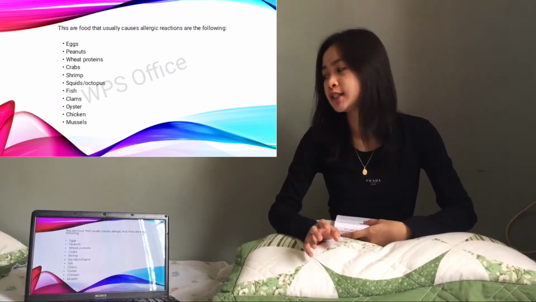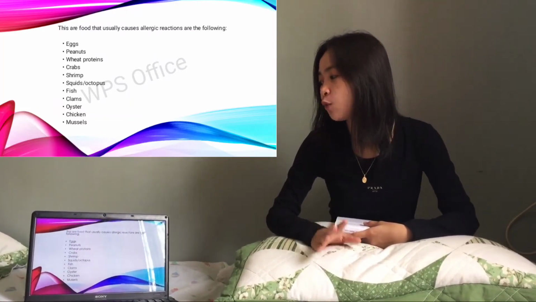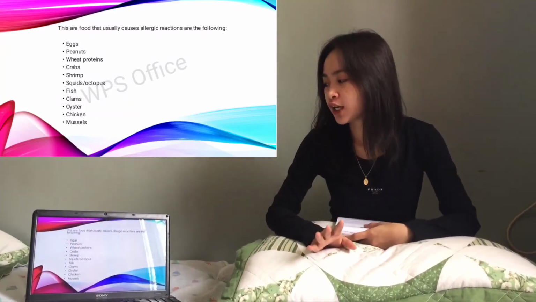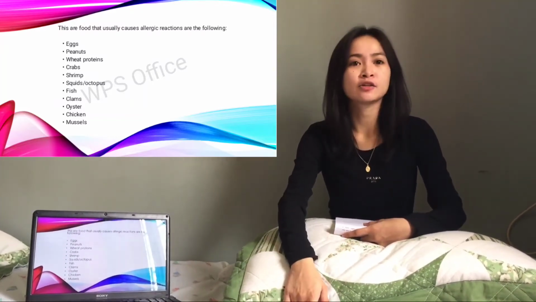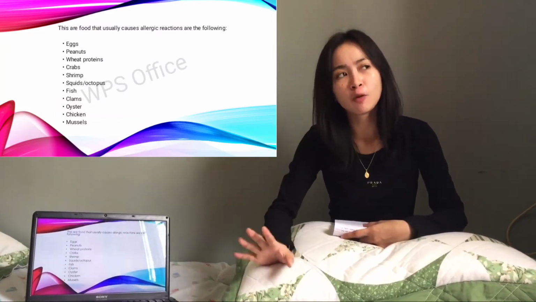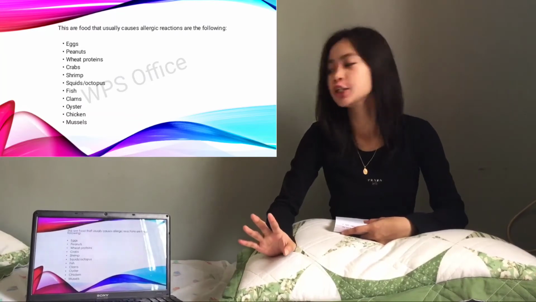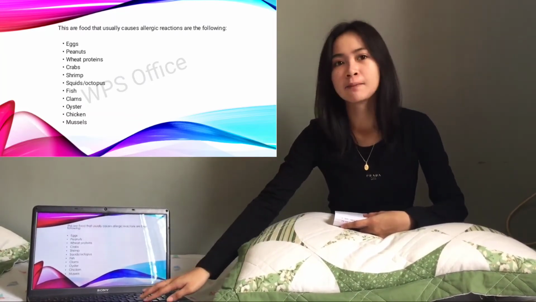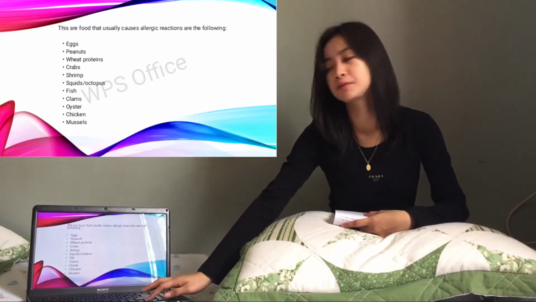So first is the egg, peanuts, plant proteins, crab, shrimp, squid or octopus, fish, clams, oyster, chicken, and mussels. So these are the ones that are really common allergens among people. So we should avoid them, so we won't have symptoms.